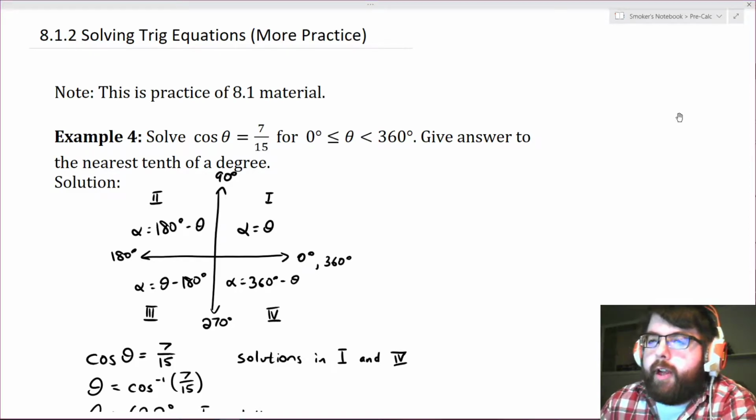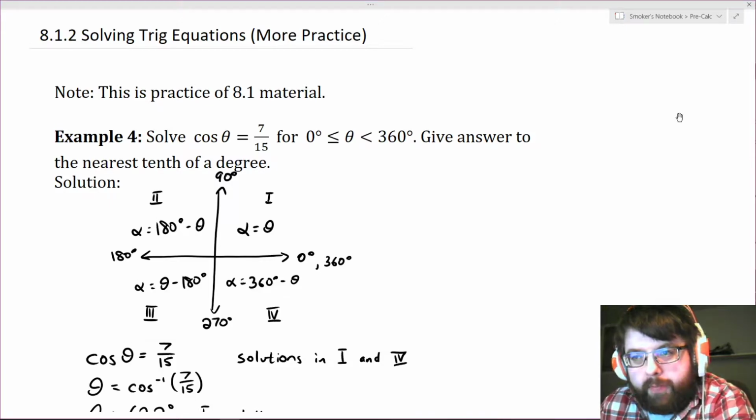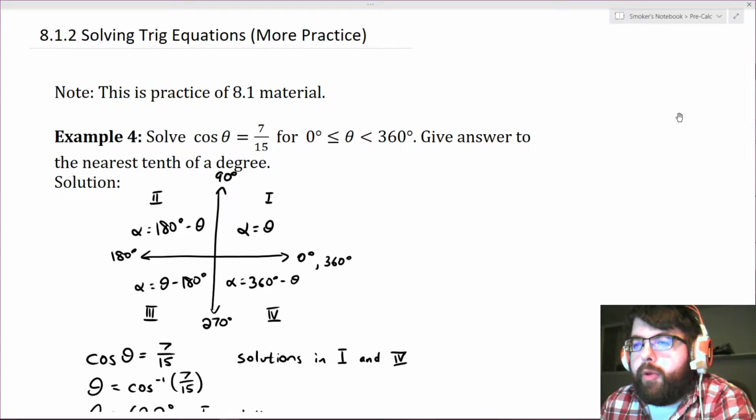And so I created a new work packet called 8.2 Work Packet 2. So what I have here is more examples on 8.1 material that will help you do 8.2 Work Packet 2. Hopefully that makes sense.